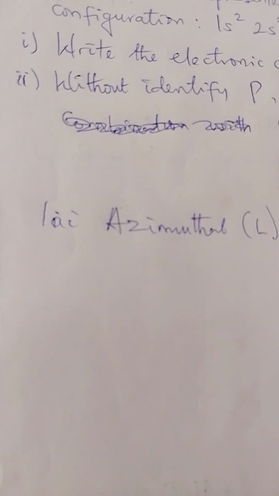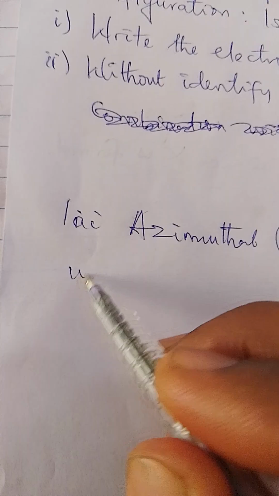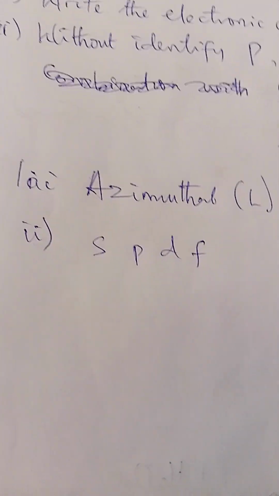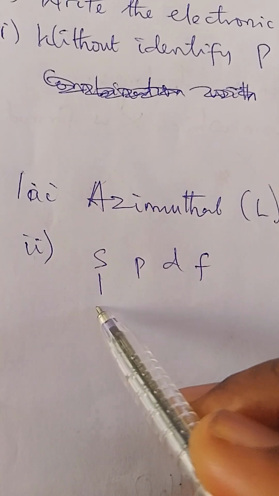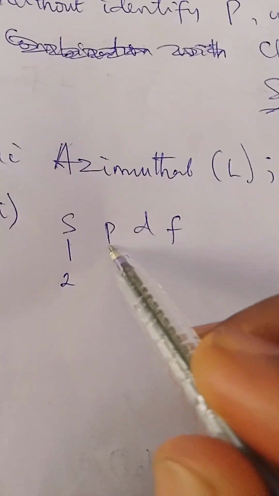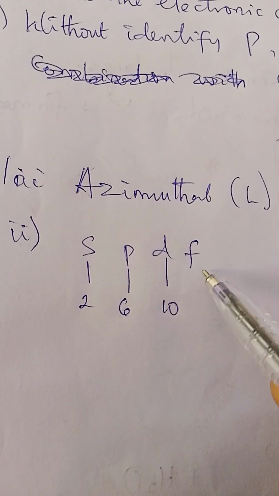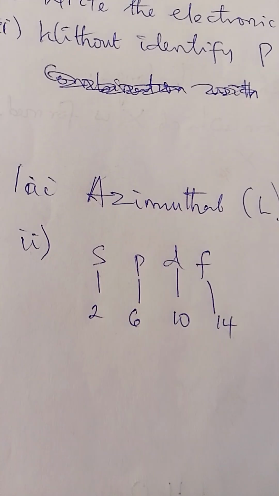Now the next question says, what is the maximum number of electrons that can occupy the 3d orbital? You know that in the orbital energy level, we have the S, P, D, and F. S contains a maximum number of 2 electrons. P contains a maximum number of 6 electrons. D contains a maximum number of 10 electrons. F contains a maximum number of 14 electrons.